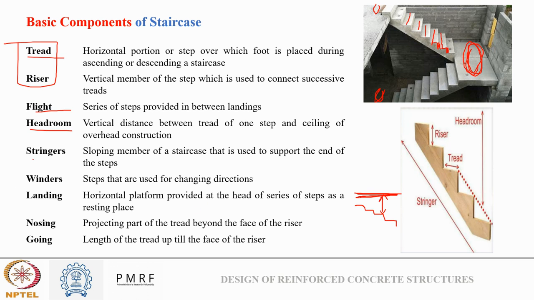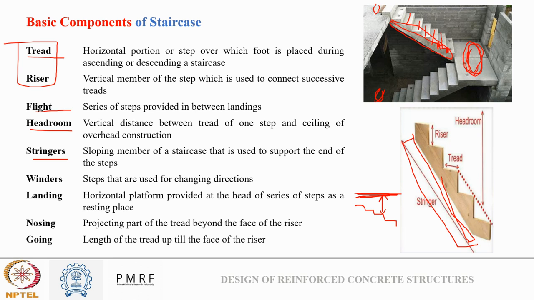Okay. Stringer: a sloping element of a staircase which is used to support the steps of the staircase. So in this image, you can see this is the stringer. Stringer can basically be a slab. You can consider it as a slab over which these steps are placed, which helps us to carry load. So in this, you can also see this is the stringer. Okay, this part.